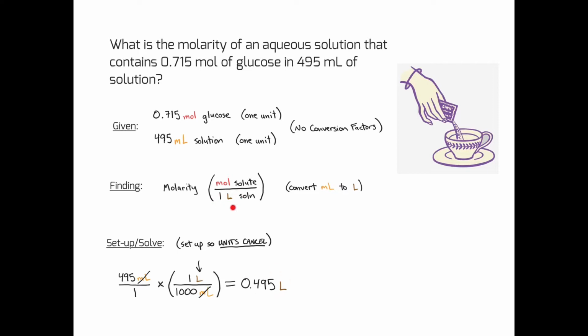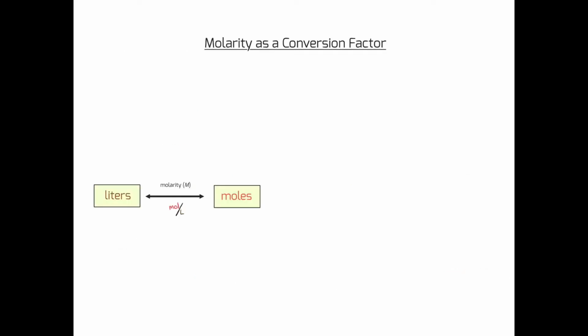So now we know the liters of solution, and we know the moles of solute, so now we can calculate molarity. So we divide 0.715 moles of glucose by 0.495 liters of solution. And what we get is a 1.44 molar solution of glucose. So as we've seen, molarity is a ratio of moles to liters. And what that allows us to do is convert from liters to moles or from moles to liters. So in that way, molarity is similar to the molar mass because the molar mass allows us to convert from grams to moles or from moles to grams.